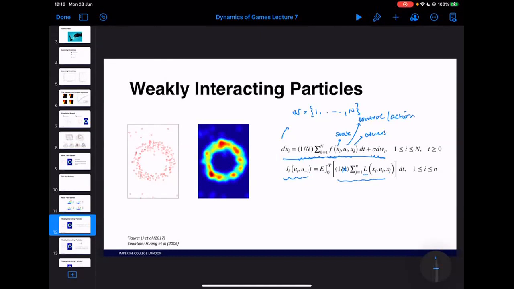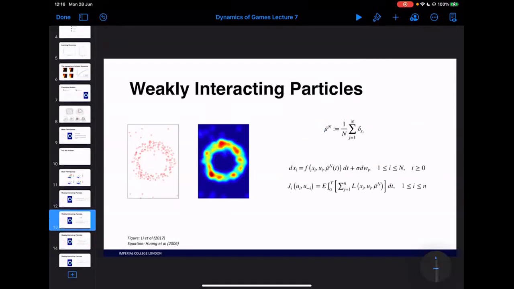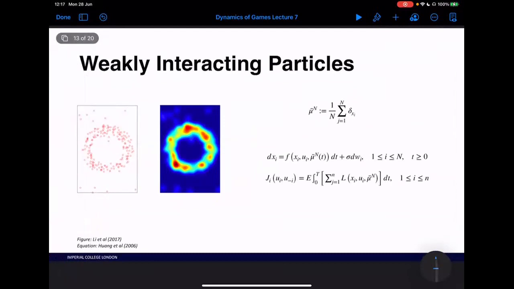But the issue here is, in order for this to work, I now have to take an average over all N agents, which can be kind of cumbersome because I have to deal with each interaction individually and then take an average over the lot. I'd rather not do that. And so I'm going to write it in a slightly different way first. What I'm going to do is I'm going to introduce what's called an empirical measure.